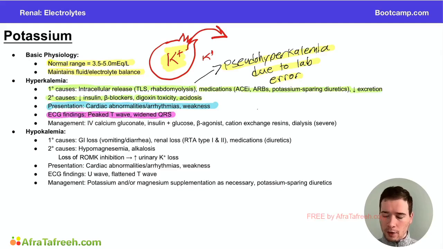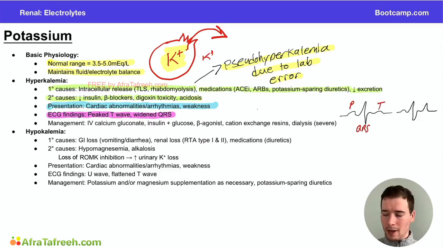So just as a quick review, a typical EKG might look something like this, where you have your P wave, your QRS complex, and a T wave. But in a patient with hyperkalemia, notice that the P wave and QRS are relatively the same, but the T wave is peaked. It has this very prominent peaked appearance, and that is indicative of a high potassium state in the patient.